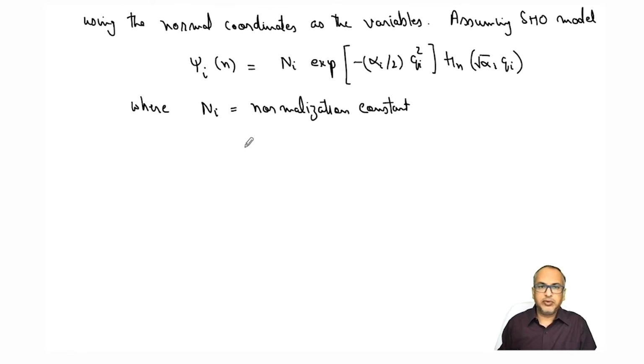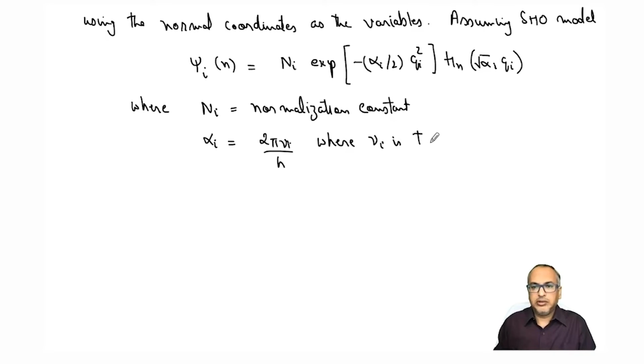Now what is the next one? Alpha I. Alpha I is 2 pi nu I by h, where nu I is the frequency of the ith normal mode.